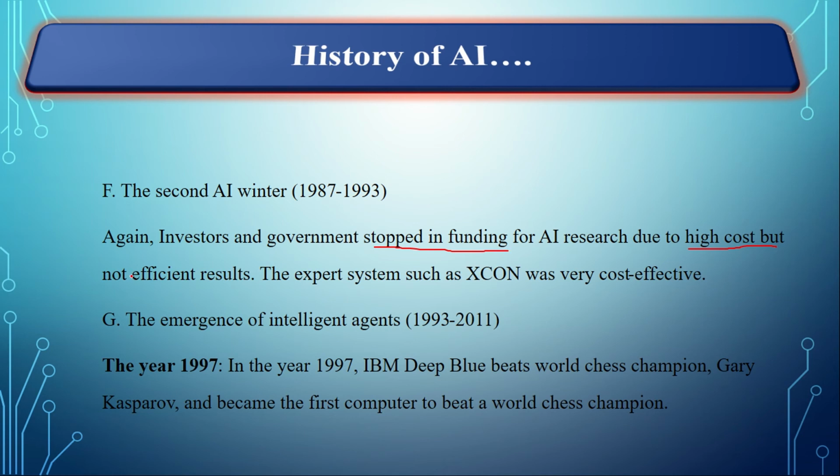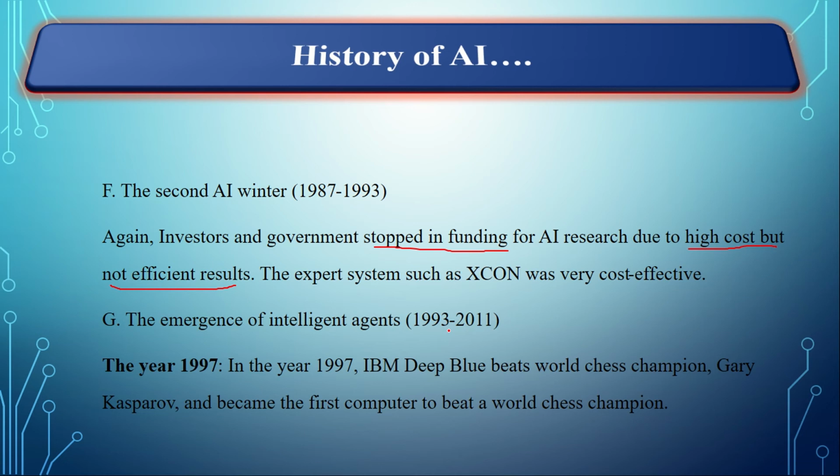No sufficient results were recorded at that time. Expert systems such as XCON were not cost effective. This is the reason for the disadvantage of AI. During 1987 up to 1993, not much sufficient result was recorded. The emergence of intelligent agents was from 1993 up to 2011, for around 18 years.